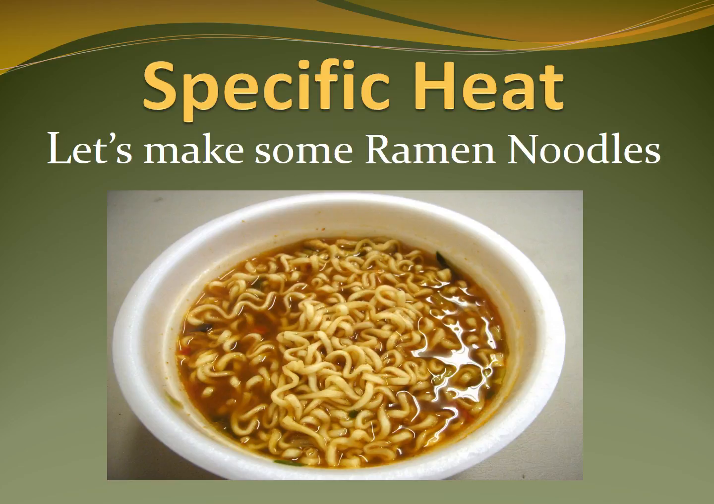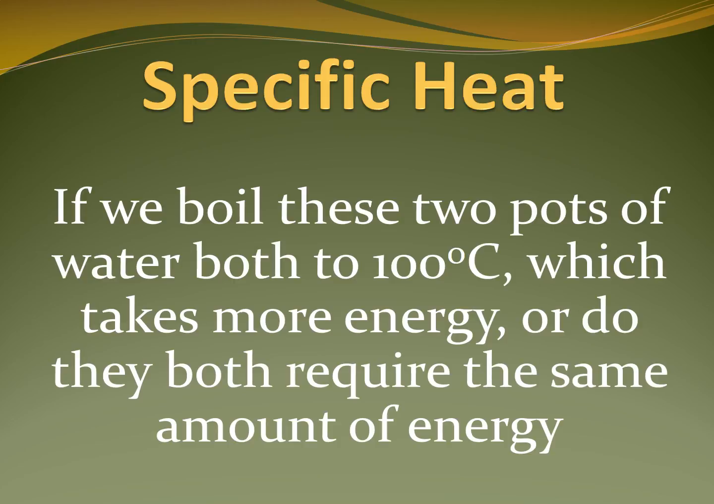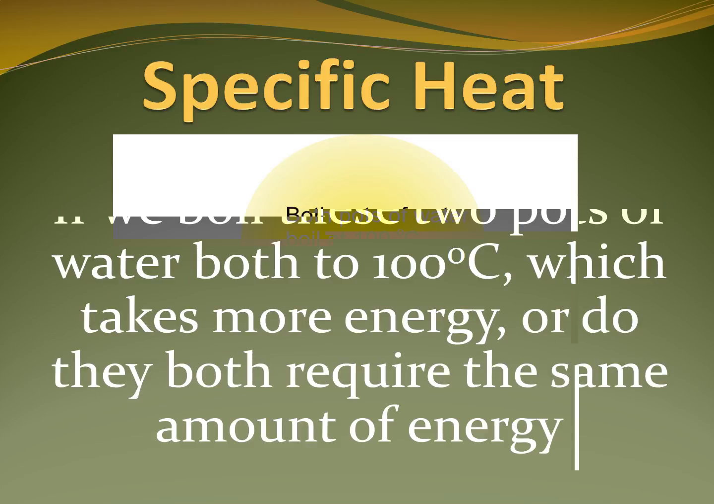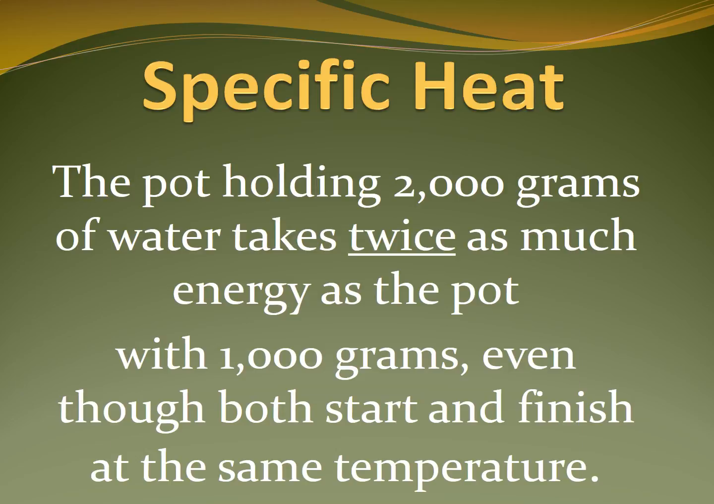So let's say you're trying to make some ramen noodles, and you get two pots. You get a small one, you get a large one, and they're both going to boil at the same temperature. If you boil these two pots at the same temperature, is it going to take more energy to heat the large one, or less energy, or are they going to be the same energy? So we find out that when you have a larger pot with more water, it takes twice as much energy as it does the smaller pot.